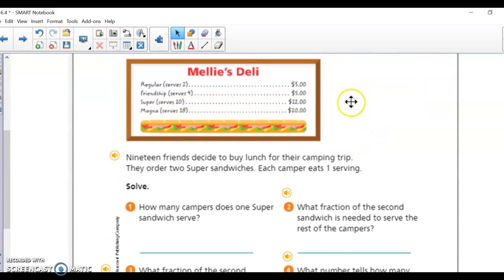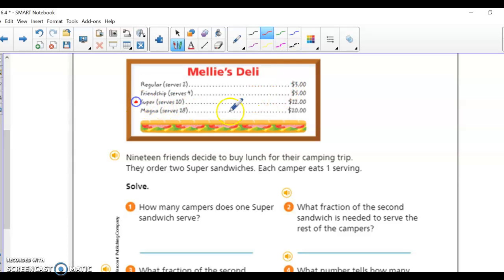All right, so we have 19 friends. We're going to use this board. We have 19 friends who decide to buy lunch for their camping trip. They order 2 super sandwiches. Each camper eats 1 serving. Okay, so we have our super sandwiches, and that is here, right? So this is the one we're dealing with. It serves 10, it tells me there, and it's $22. How many campers does 1 super sandwich serve? Well, it serves 10, so that would serve 10 campers.